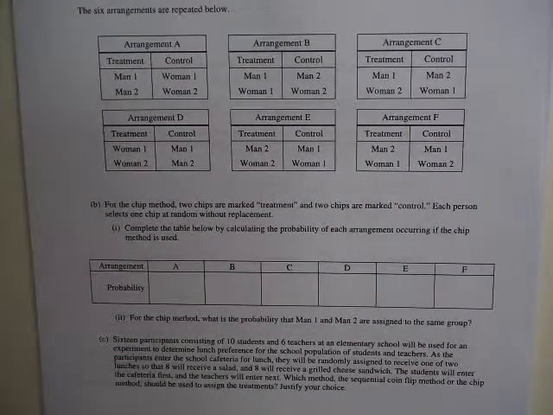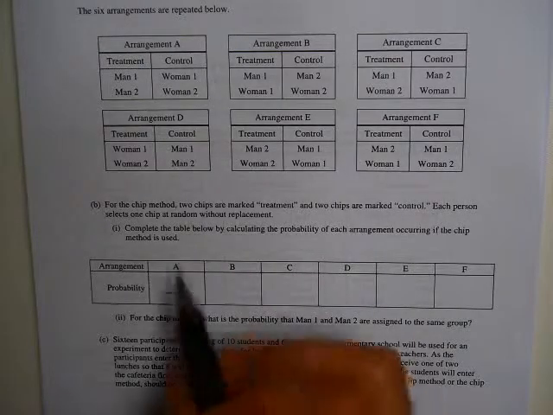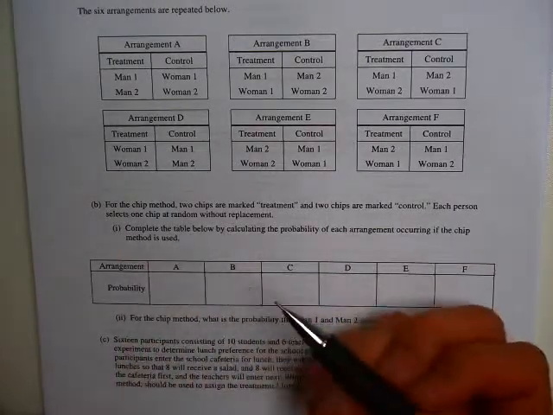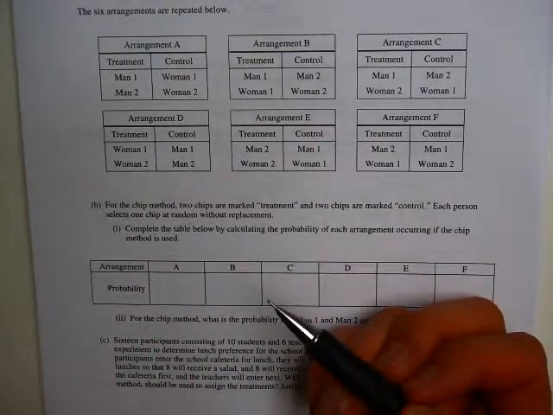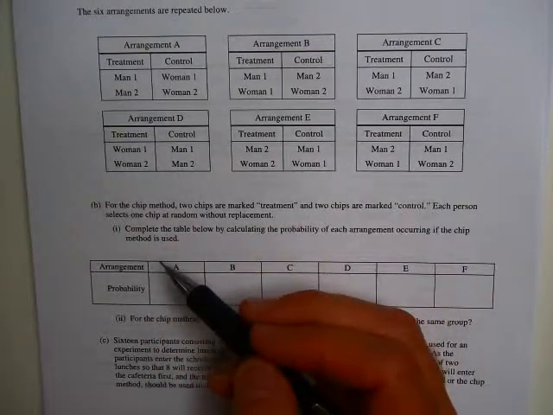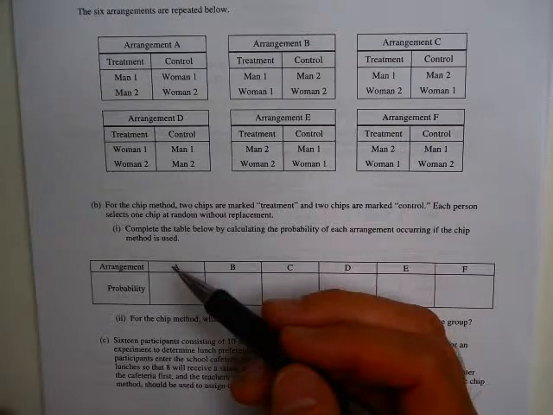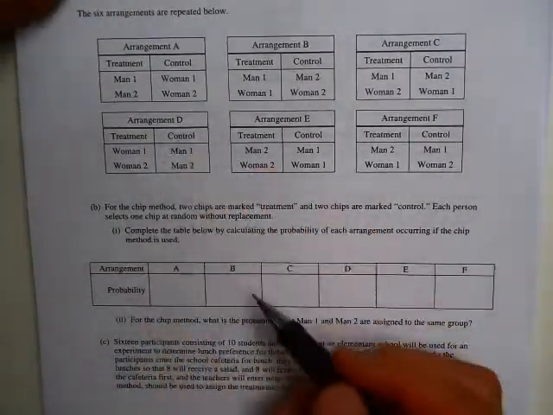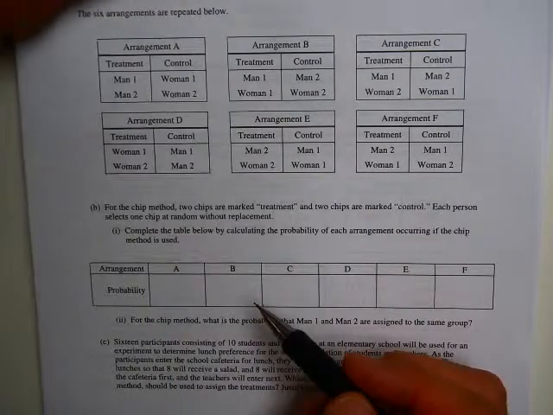Here we go for the second part of this problem. So this is a chip method. In this case, we've got two chips that are marked treatment and two chips that are marked control. Each person selects one chip at random without replacement. We're going to take it in the same order as the previous problem, but it doesn't really matter, you kind of have to pick an order of some sort. So I'm going to go man 1, man 2, and then woman 1, woman 2, just like the previous slide.